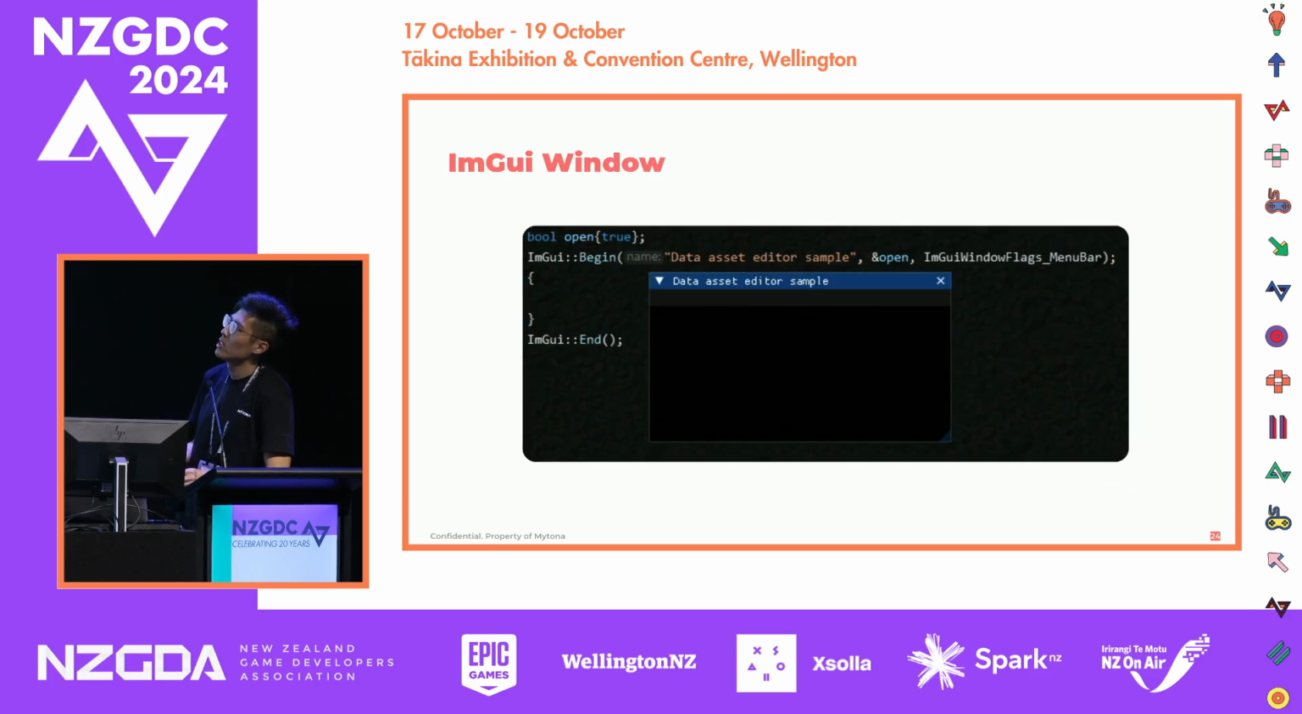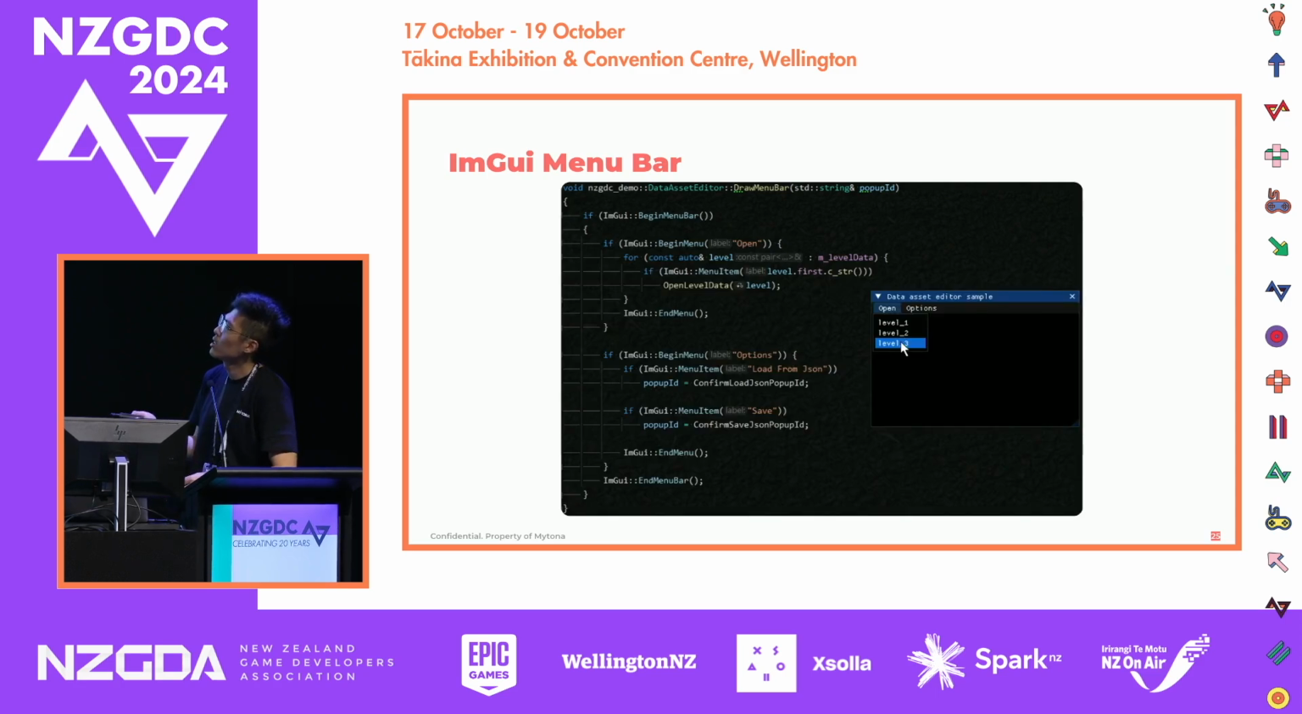Now we're gonna start building the actual window. First step, build a window. Just a begin and end pair, super easy. Label, if the window is open or not, and the flags. I have a menu bar here, because I want a menu bar. Begin menu bar, end menu bar, pair. And begin menu to define a menu item, like the levels. Another menu with some options, yeah.